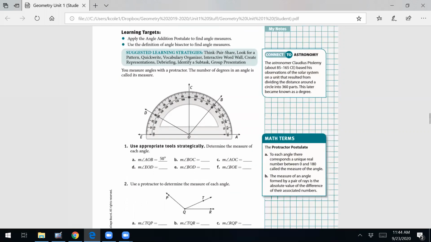So then our learning targets, what we want to accomplish today, is apply the angle addition postulate and use the definition of angle bisector.